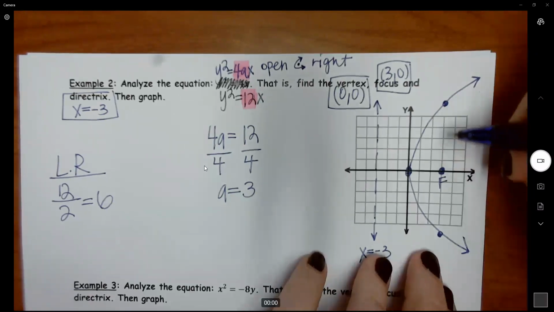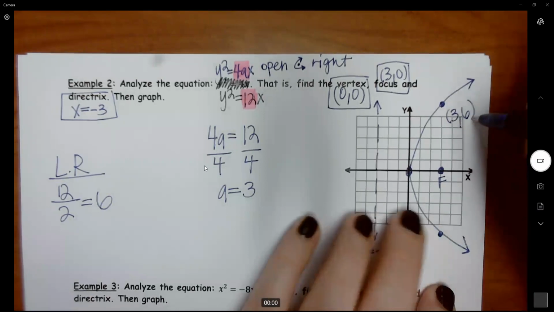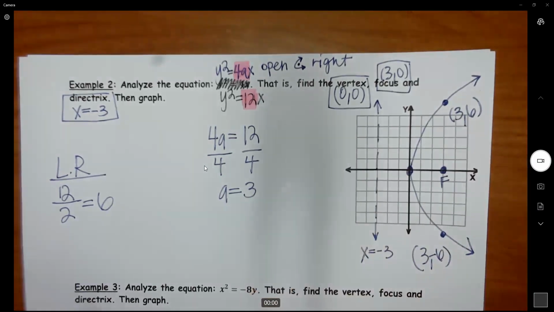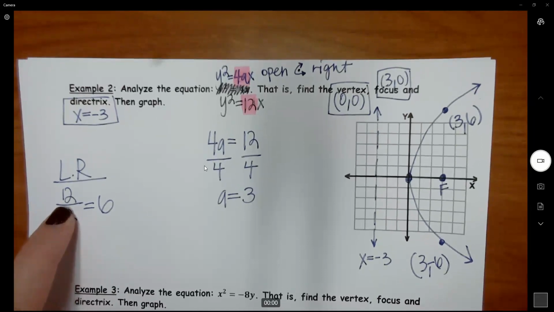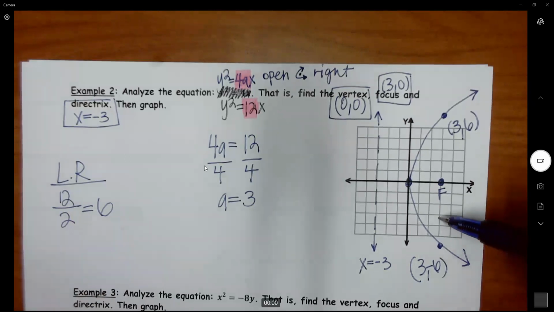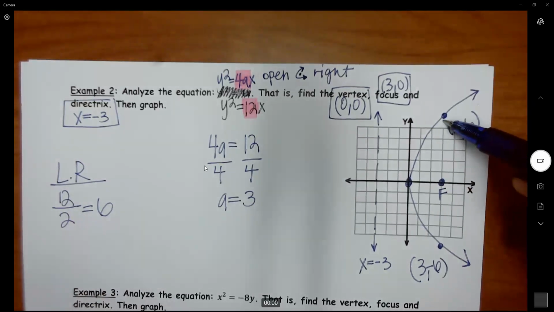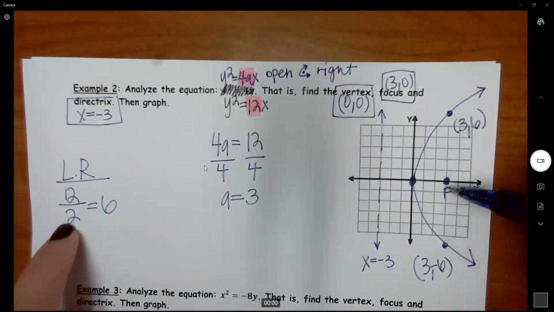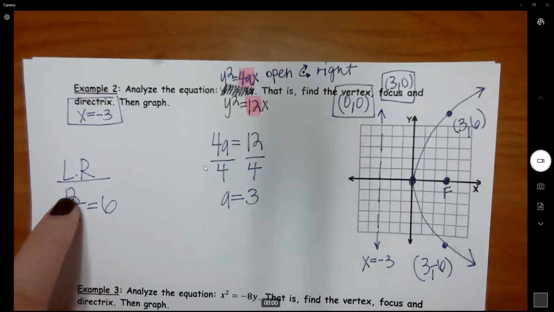These points are (3, 6) and (3, -6), but that entire latus rectum length is still 12. This is 1, 2, 3, 4, 5, 6, 7, 8, 9, 10, 11, 12. That whole length right there is 12. I'm taking it, dividing it by 2, so I know from here how many to go up and how many to go down to get the total amount of 12.